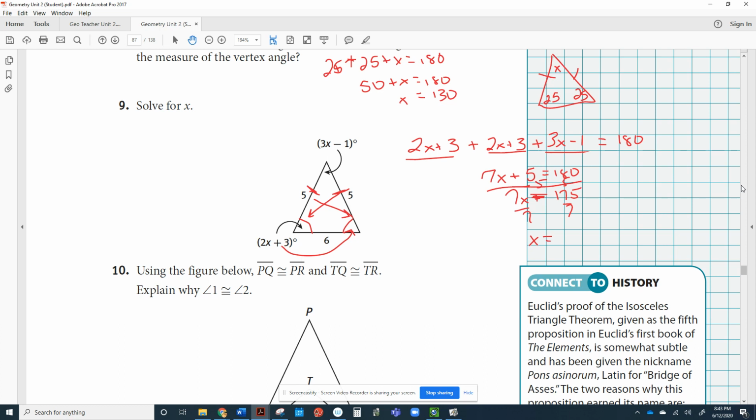So 7x is equal to 175. Divide both sides by 7. And x is equal to, I'm grabbing my calculator, 175 divided by 7. That's 25.